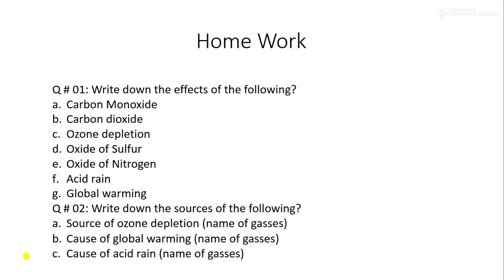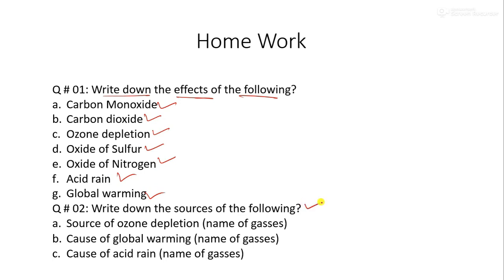Now moving to your homework. Your homework is to write down the effects of the following. What is the effect of carbon monoxide? What is the effect of carbon dioxide? Ozone depletion, oxides of sulfur, oxides of nitrogen, acid rain, and global warming. You have to write the effects of all of these.